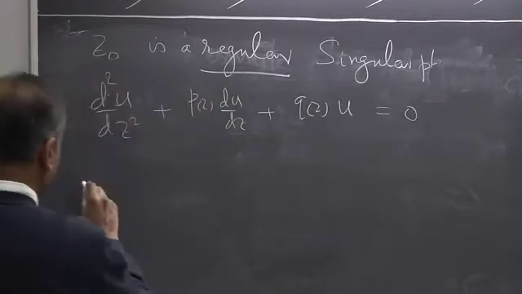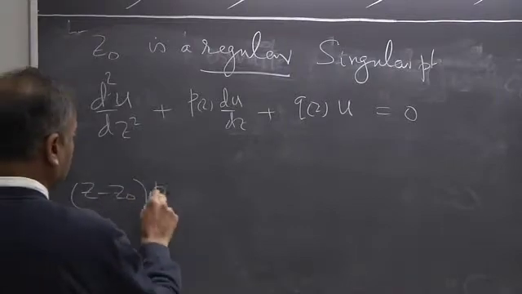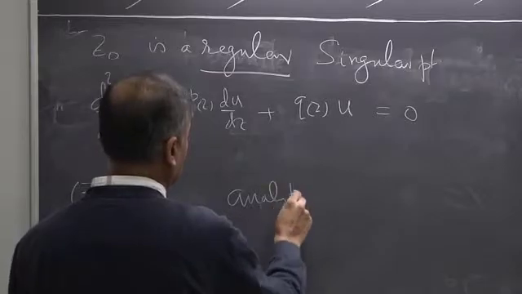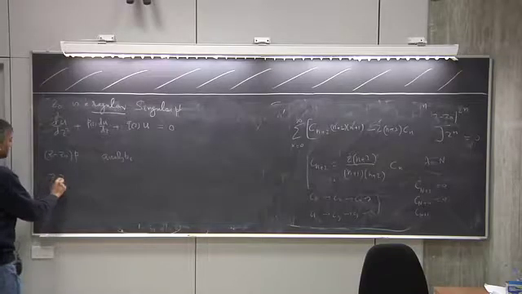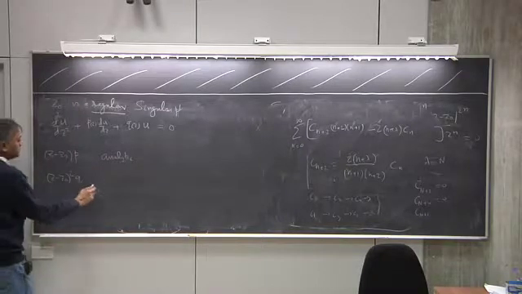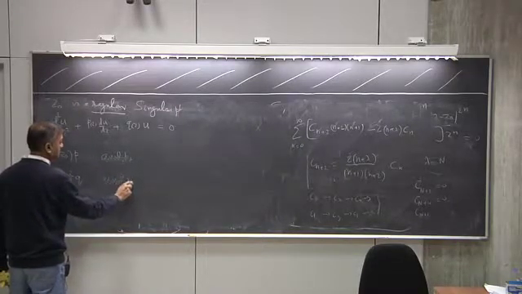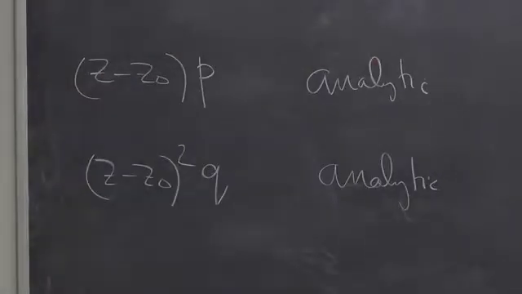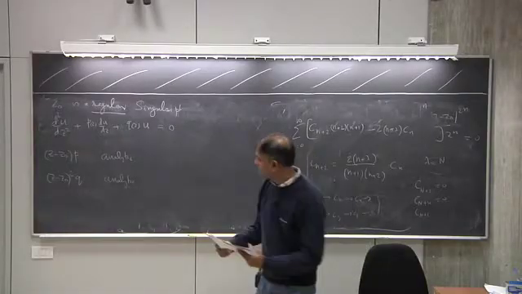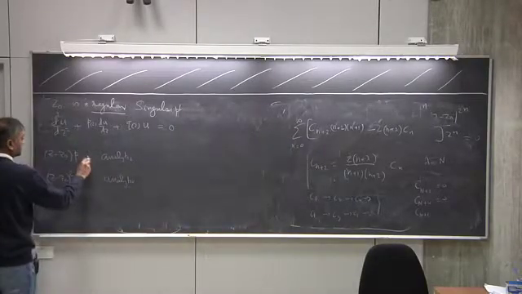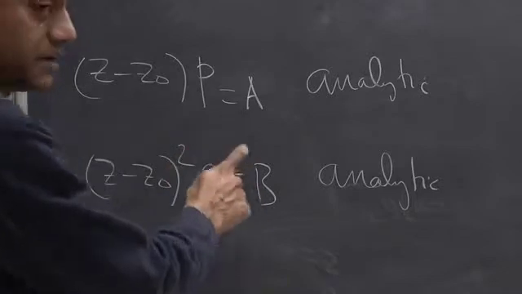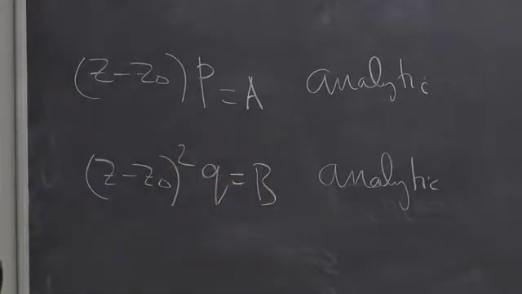That means if I multiply z minus z0 to p, that will be analytic, right? Because p has at most a first order pole. So this will be analytic. And similarly, if I multiply z minus z0 squared to q, that will be analytic again. That's because q has at most a second order pole. So let me call these capital A and capital B. Since capital A and capital B are analytic, you can make a Taylor expansion around z0.